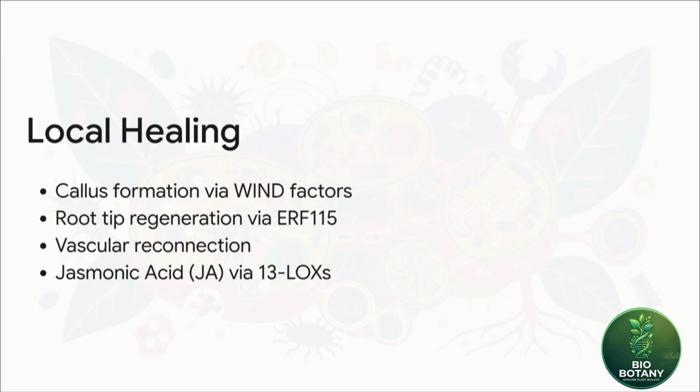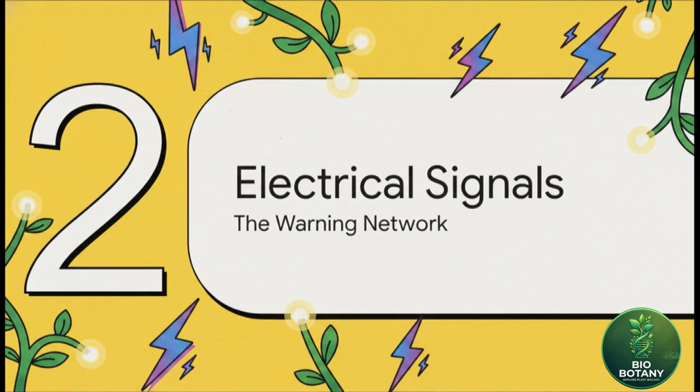Now, if the damage is down at the root, genes like PLETHORA2 and ERF115 step in to drive a super-specialized root tip regeneration. The plant also literally has to reconnect its severed vascular pipelines, the xylem and phloem. And while all this physical reconstruction is going on, enzymes known as 13-LOX are synthesizing that initial local burst of jasmonic acid. But here's the crazy part. While these local cells are busy doing structural repair, a rapid electrochemical warning is already firing off to the rest of the plant.